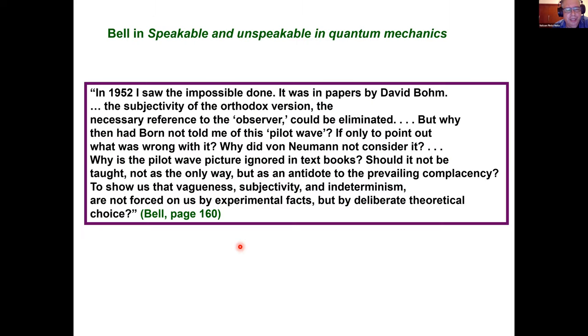And when I first saw this, it reminded me of another remark of Bell, in his book Speakable and Unspeakable in Quantum Mechanics. He said, in 1952, I saw the impossible done. It was in the papers by David Bohm. The subjectivity of the orthodox version, the necessary reference to the observer, could be eliminated. But why then had Bohr not told me of this pilot wave, if only to point out what was wrong with it? Why did von Neumann not consider it?